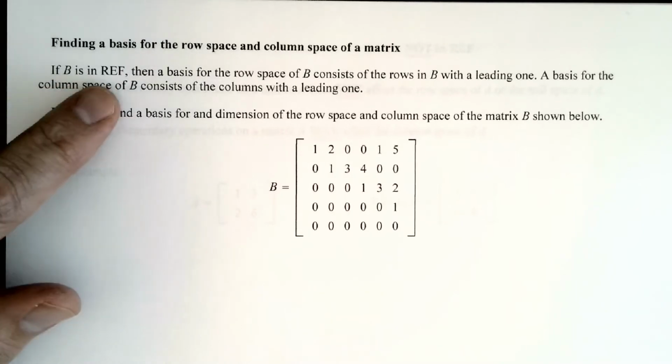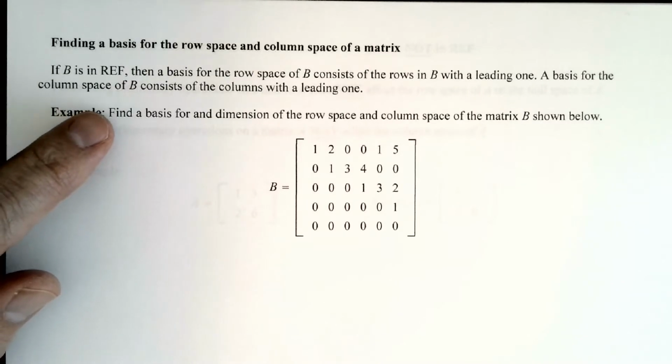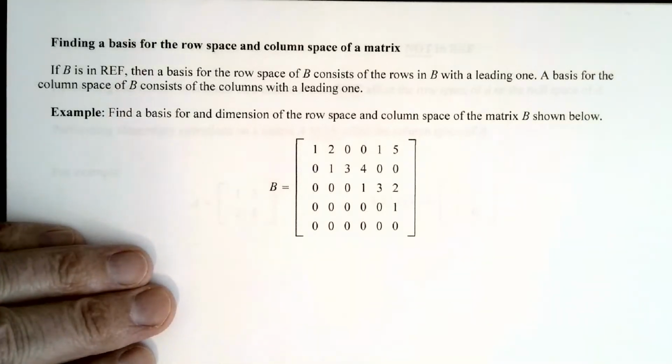So if B is in row echelon form, then a basis for the row space of B consists of the rows in the matrix B with a leading 1. A basis for the column space of B consists of the columns with a leading 1. Okay? So let's take a look.